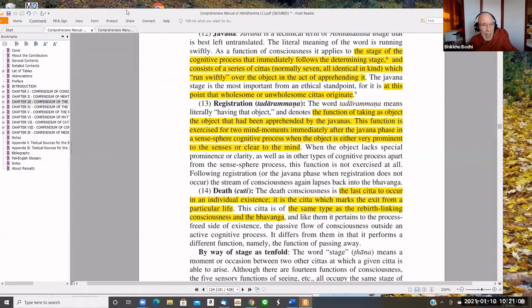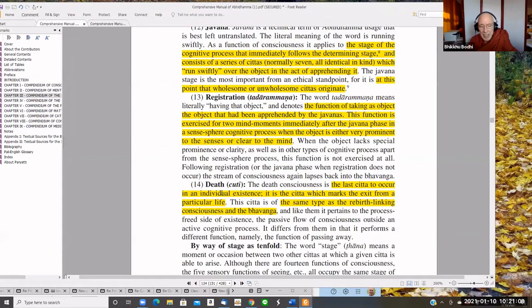Okay, then the last function, 14, is the function of death. And this is called the chuti citta, the death consciousness. This is the last citta to occur in any individual existence. It's the citta that marks the ending of a particular lifetime. And this citta, in terms of its composition, is of the same type as the rebirth consciousness and the bhavanga, but it differs by way of function. That function is to pass away.